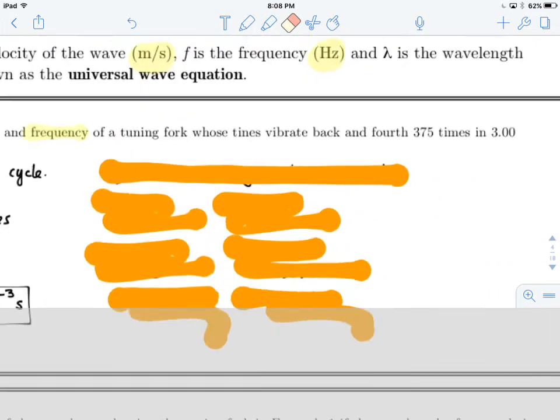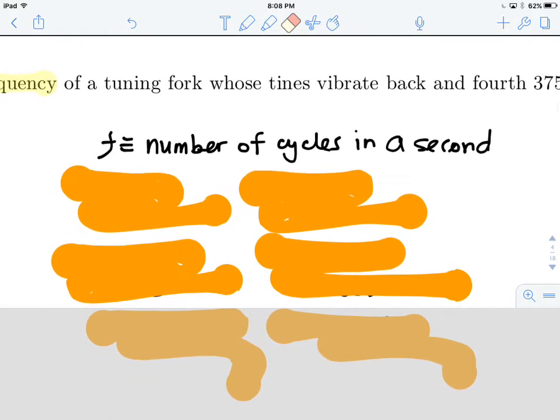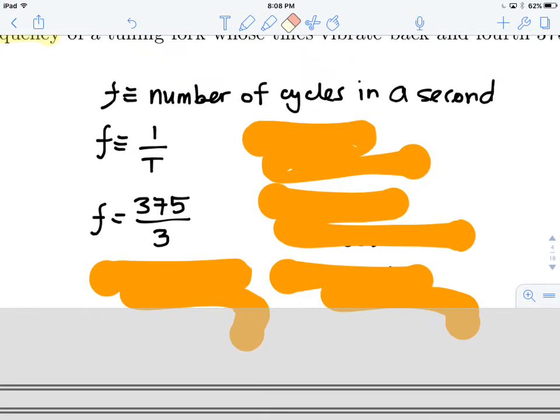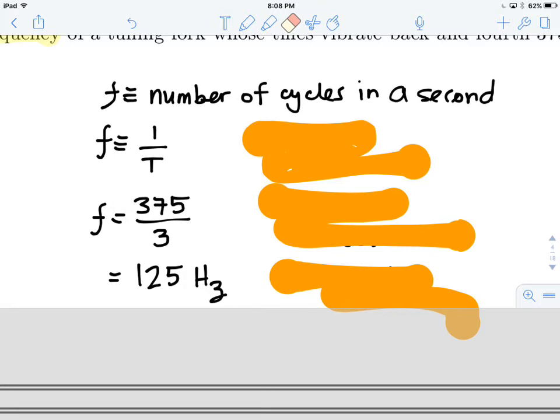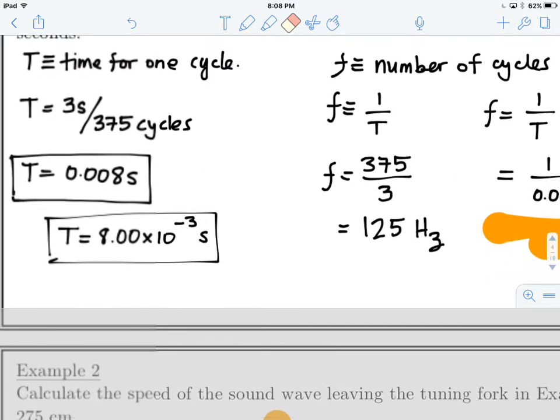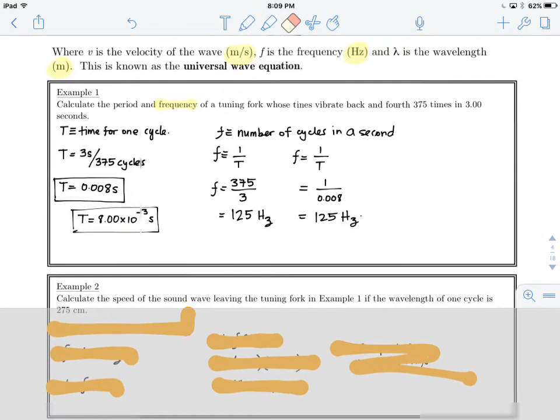The question also asks us to calculate frequency. Frequency is defined as the number of cycles in a second, or it's the inverse of the period. Well, we had 375 cycles, but not in 1 second. We had that in 3 seconds. When we do this division, we get 125 hertz. It can be just as easily shown that if I simply take 1 divided by the period, which was 0.008, I get the same answer, 125 hertz. So that's a quick example to talk about period and frequency.